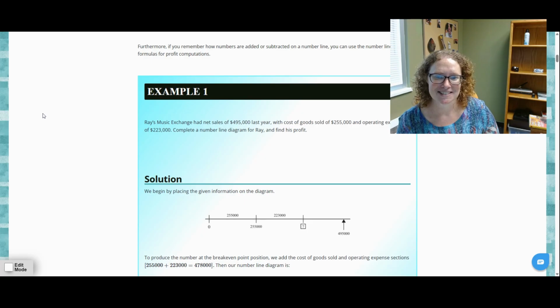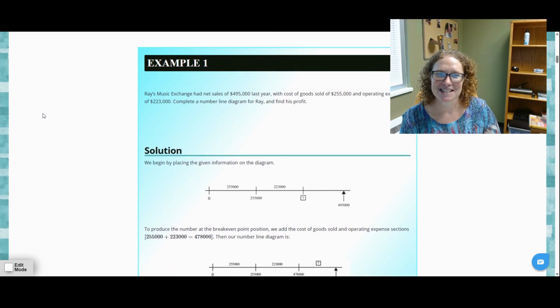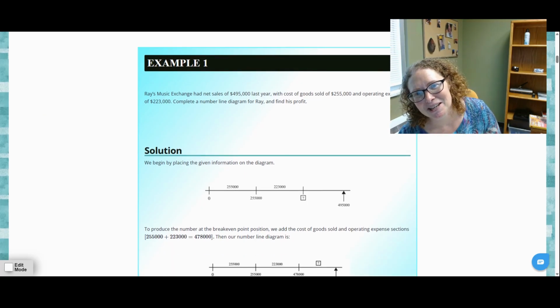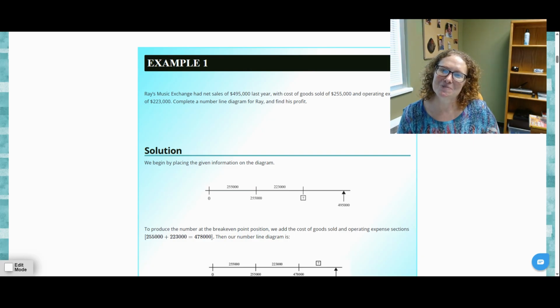So based on that, we are going to set up an example, and we're going to set up a problem. So here we go. Ray's Music Exchange has net sales of $495,000 last year, with cost of goods sold of $255,000 and operating expenses of $223,000. So we're going to complete the number line, so it makes it easier for us to answer these.